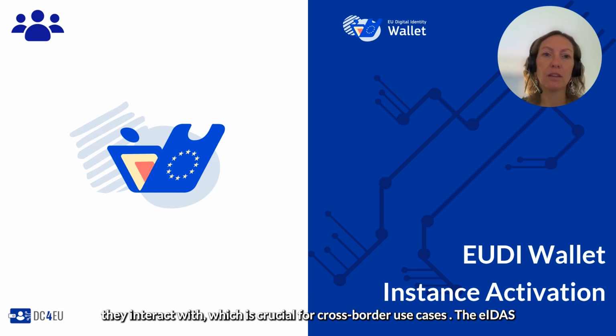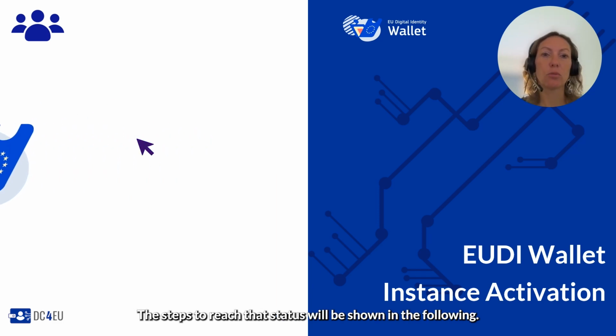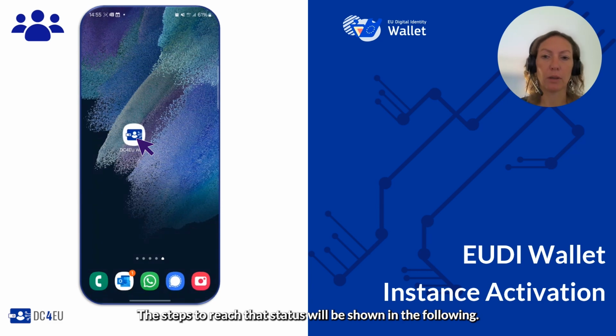cases. The eIDAS compliant identity of a user, known as Personal Identity Data or PID, is stored in the wallet instance, making it a valid instance. The steps to reach that status will be shown in the following.